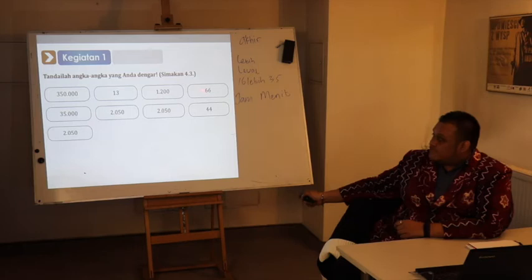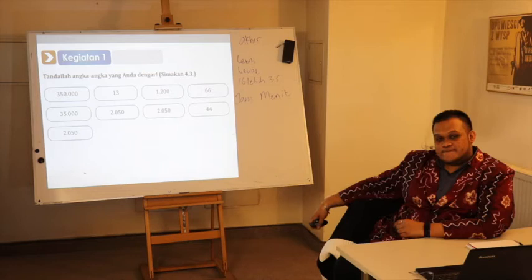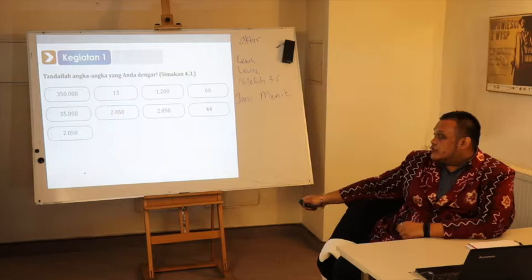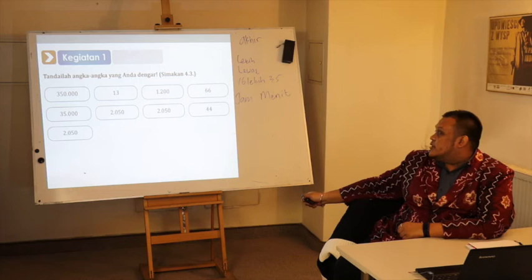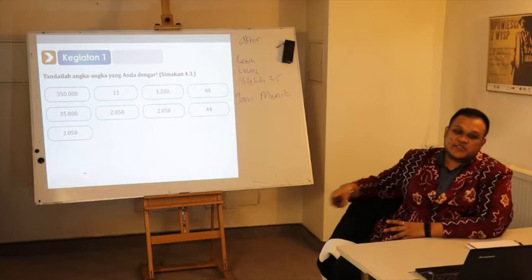66. What about this? 35,000. And this? 2050. Again, 2050. The same. What about this? 44. And this one, 2050. So there will be three 2050s. Okay? Now I want you to listen.